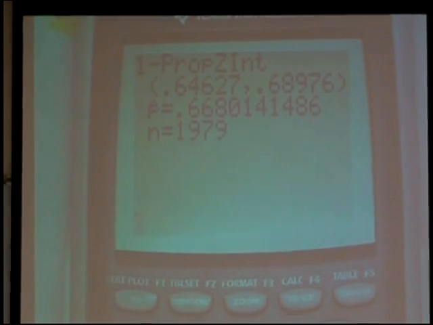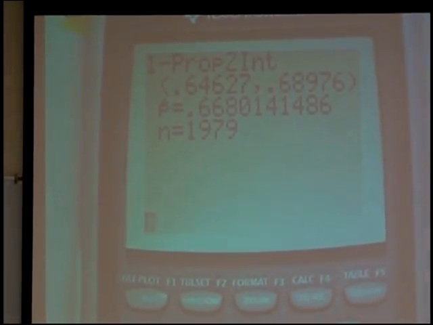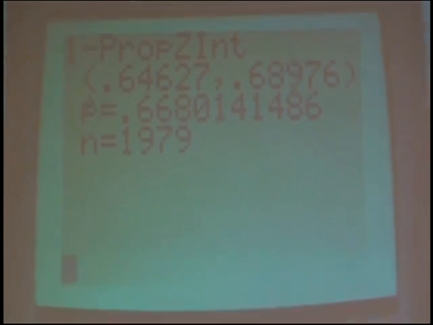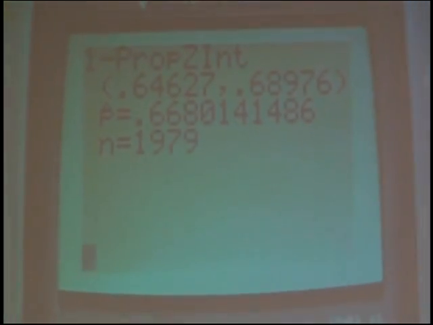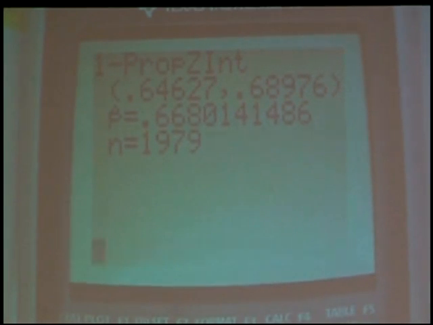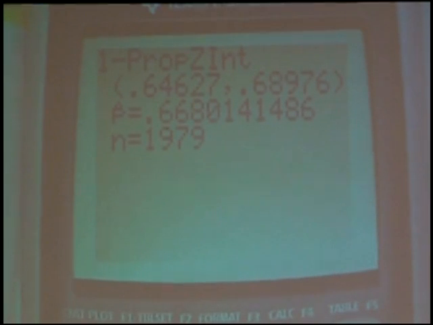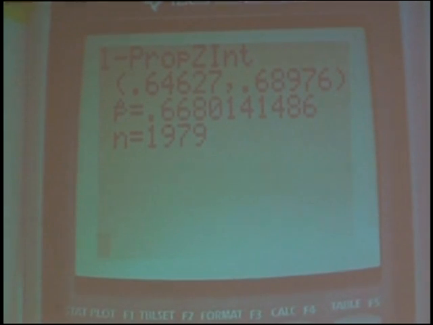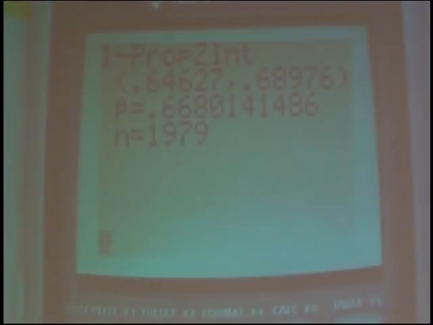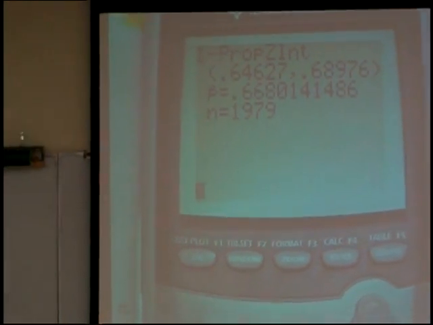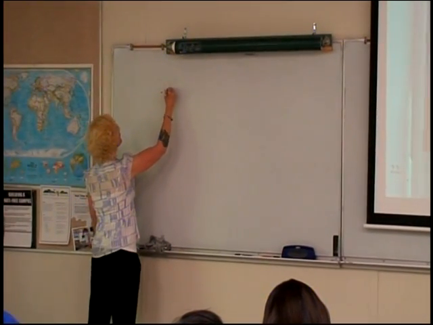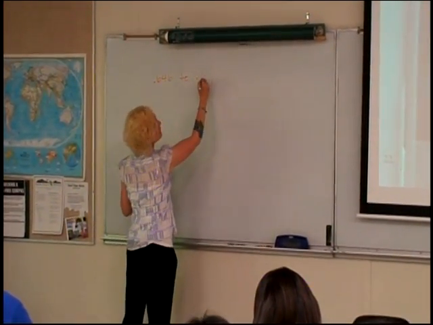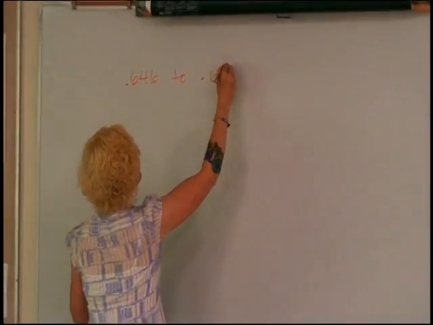Now you're estimating a proportion, so the upper and lower bounds are always going to be between 0 and 1. So we've got 0.646 to 0.690. Save to 3 decimal places, and MyStatLab will tell you how many decimal places it wants. So 0.646 to 0.690.